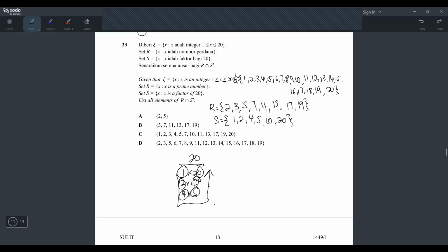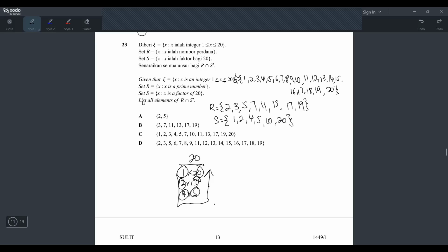But wait, you also have to make sure all these numbers ada dalam universal baru boleh tulis. And kebetulan memang semua ada. 1, 2, 4, 5, 10, 20, right? But let's say the 20 is not in the universal, then you cannot write here already, right? So, tapi yang ni semua ada lah. That's why semua saya ambil.